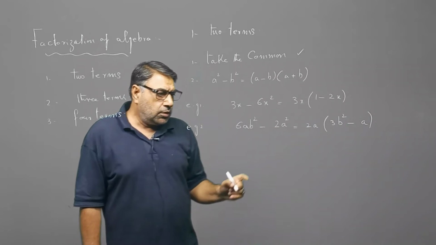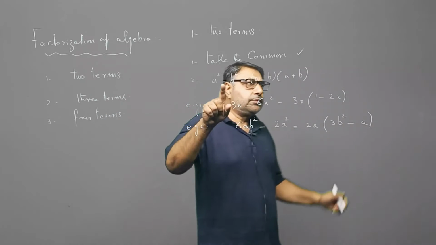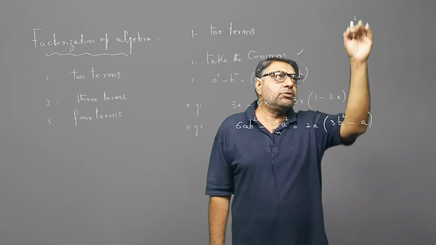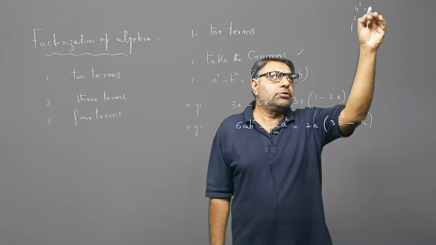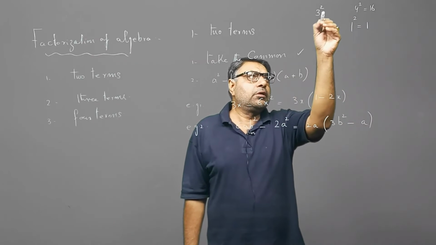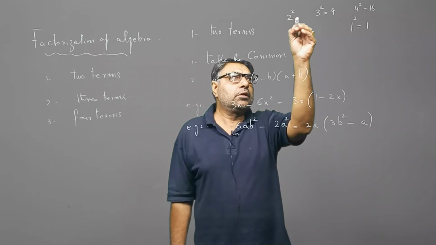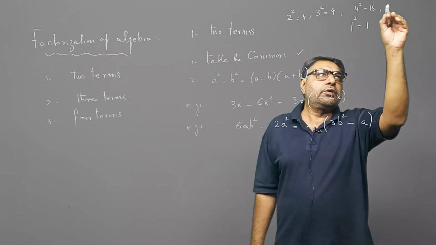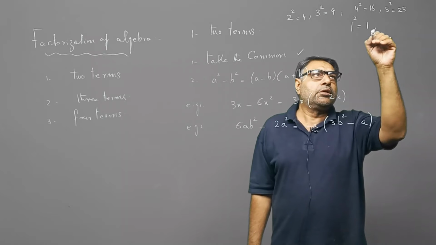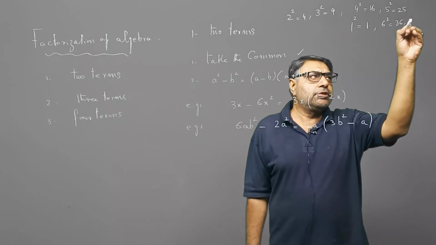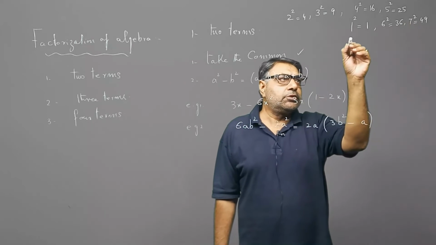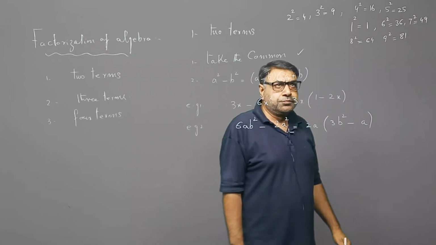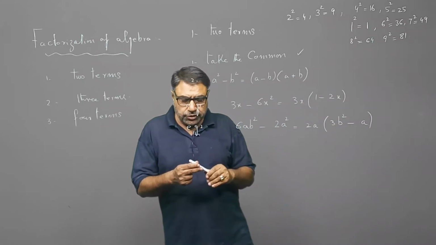Now examples of the second one. To apply the identity, you must know the square numbers. 1 squared is 1, 2 squared is 4, 3 squared is 9, 4 squared is 16, 5 squared equals 25, 6 squared equals 36, 7 squared equals 49, 8 squared equals 64, 9 squared equals 81. You must know these square numbers. We need that.